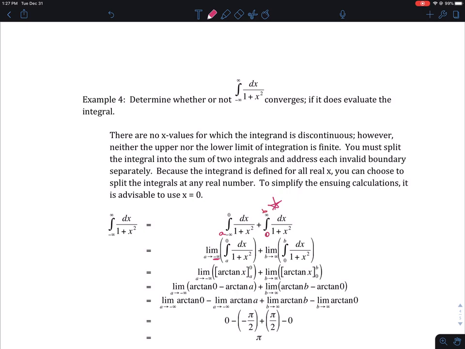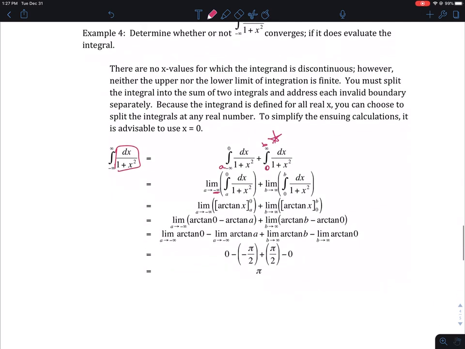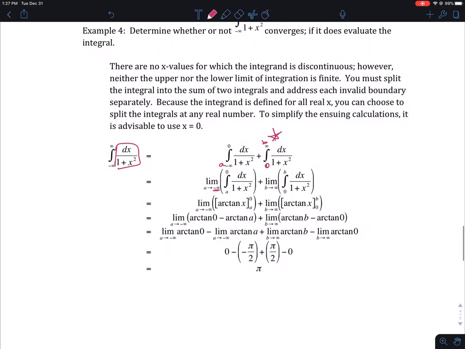Again, this antiderivative of dx over 1 plus x squared is arctangent. I go ahead and evaluate my arctangent, and when I evaluate my arctangent, I get a positive pi over 2 plus a pi over 2, so I get pi. Okay? And that is it for this objective.